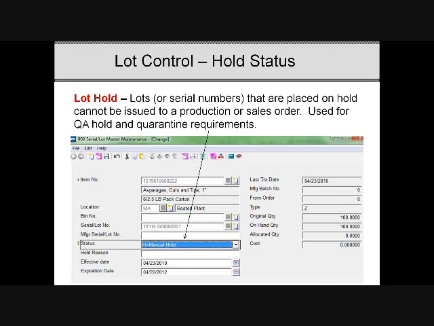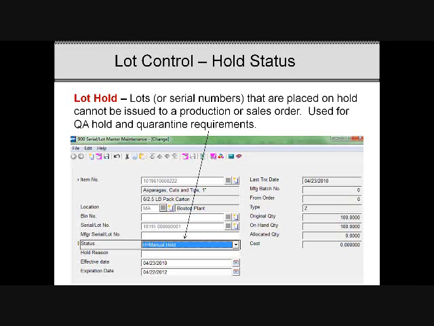One of the features within the system that really helps here is the hold status. This can be used for both lots or serial numbers, so that you can place a specific instance, in other words, a lot or a serial number of an item, on hold for whatever purpose, so that you can't either ship it to a customer or use it as a component in a production order, or maybe even move it out of quarantine until such time that the manual hold is released.